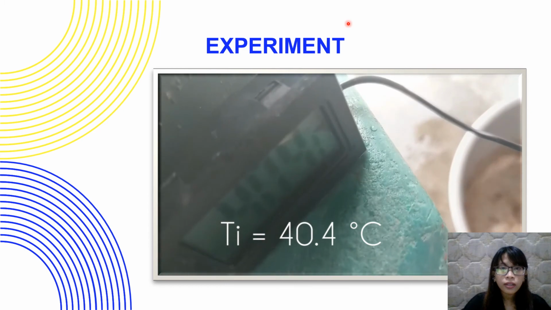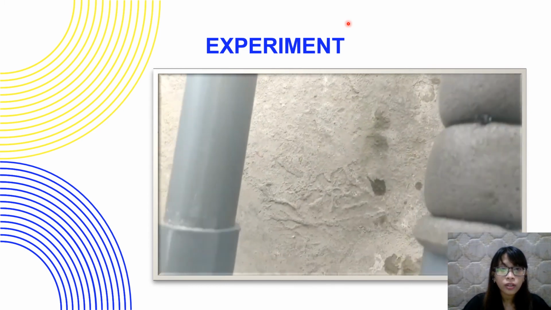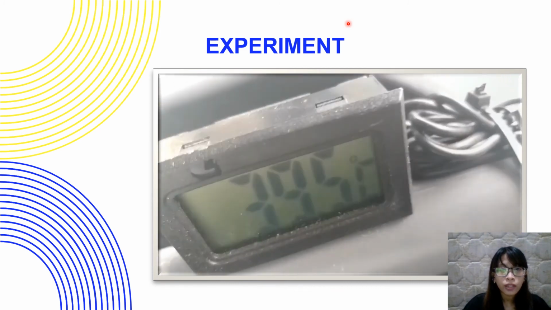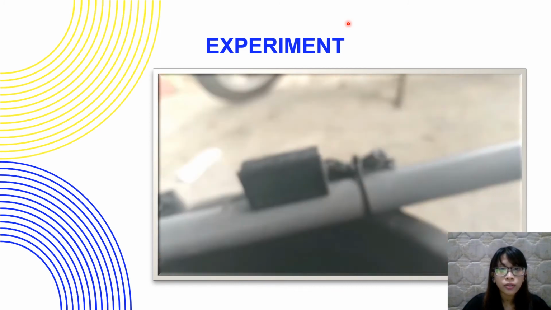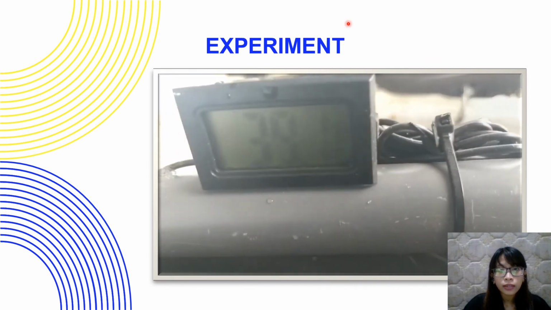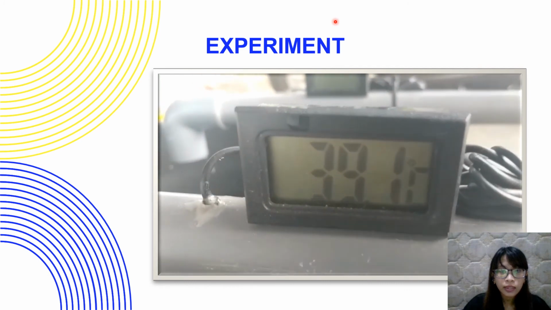Actually, I only need to prepare warm water as the water reservoir. Then I have to record the temperature. Here I got 40.4 degrees Celsius. Then I let the water go down through two pipes, the insulated and non-insulated, and record the temperature of the water at the output. I got 39.1 degrees Celsius for the insulated, and I got 38.3 degrees Celsius for the non-insulated.